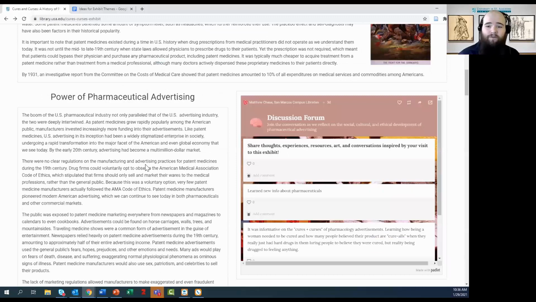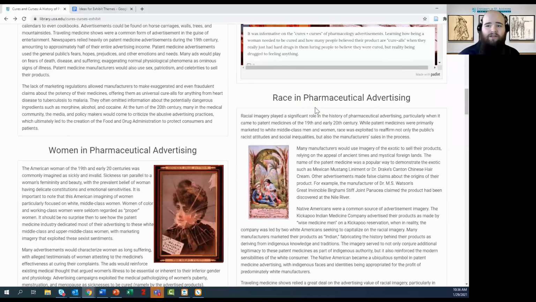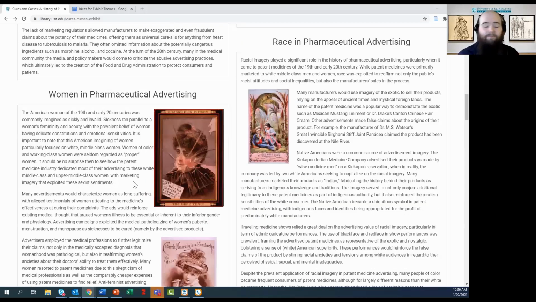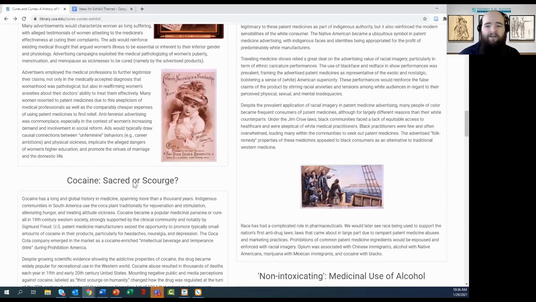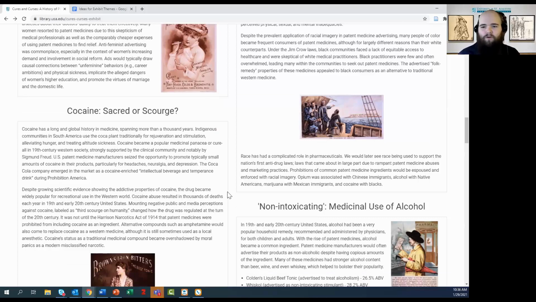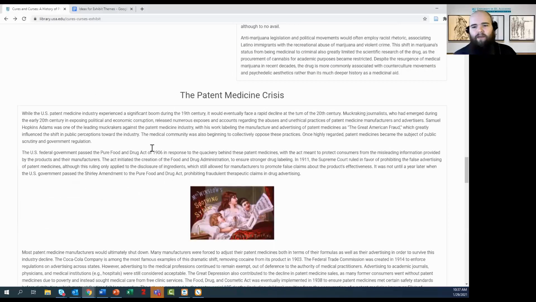I also wanted to make a point of talking about racial imagery in advertising, and even the position of women in advertising, to an extent. And then later on, it talks about specific drugs that were added into these cure-alls, essentially. Cocaine being one, marijuana, alcohol here.